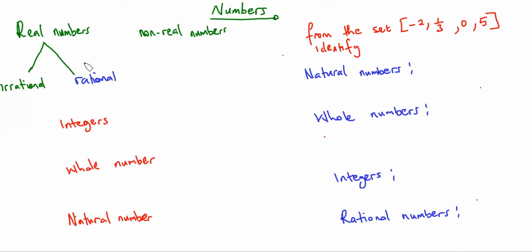We have what we call real numbers and non-real numbers. What are real numbers? These numbers you find on the number line. Non-real numbers you can't find on a number line, so they don't exist. Under real numbers, we have irrational numbers and rational numbers.